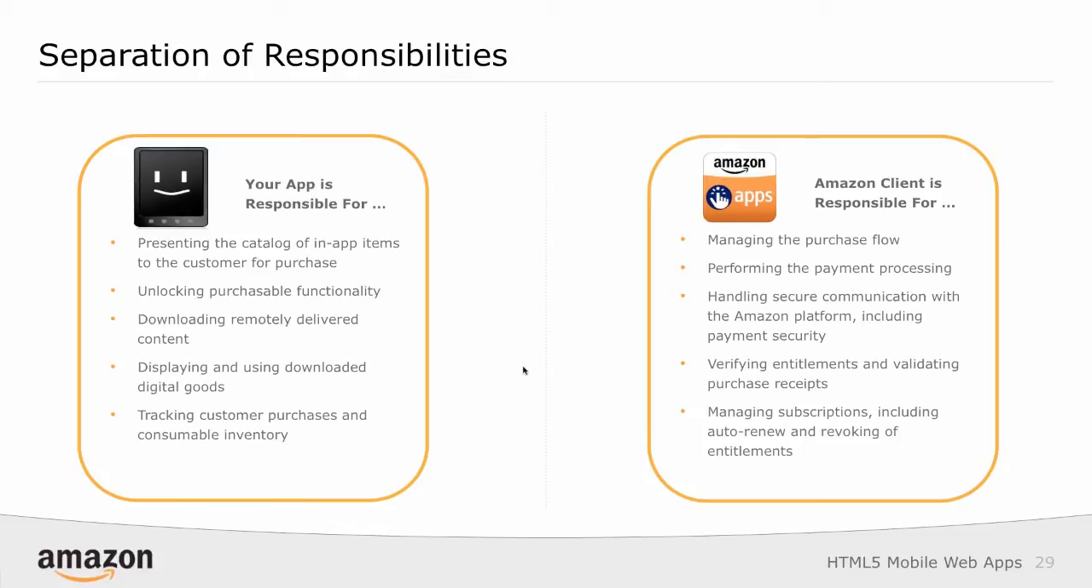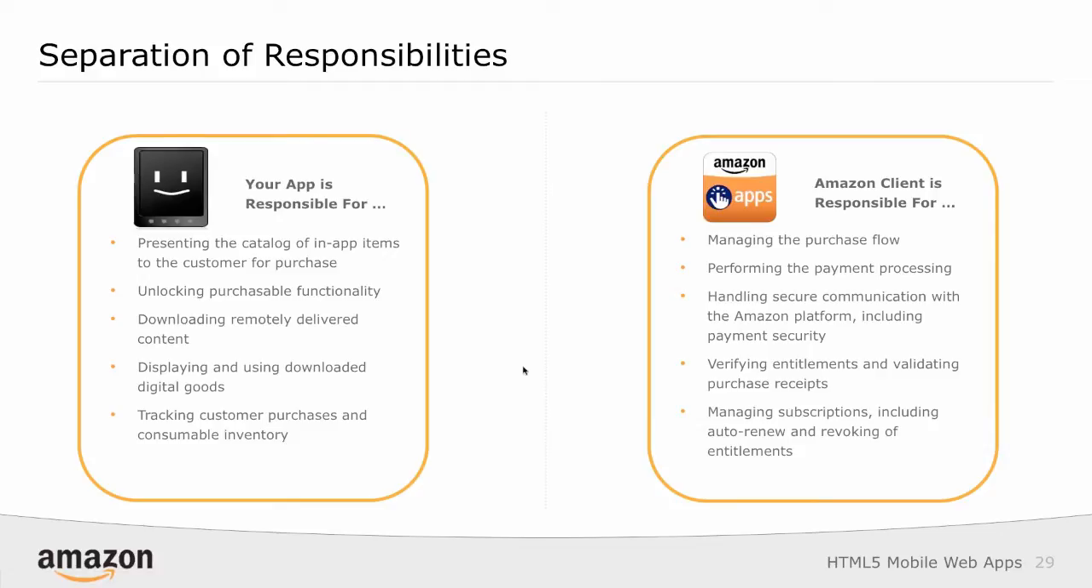Now, in-app purchasing for web apps works exactly the same way as for Android apps. Everything that I'm showing you here in the next couple of slides is the same across all in-app purchases, regardless of whether you're doing web or Android. There are a couple of different responsibilities. What you're going to be responsible for in your app is presenting a catalog of items, unlocking the functionality, downloading the remotely delivered content, and displaying and using the downloaded digital goods.